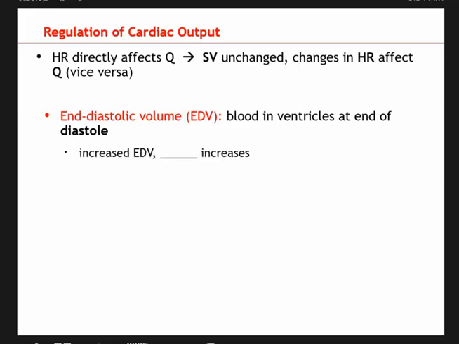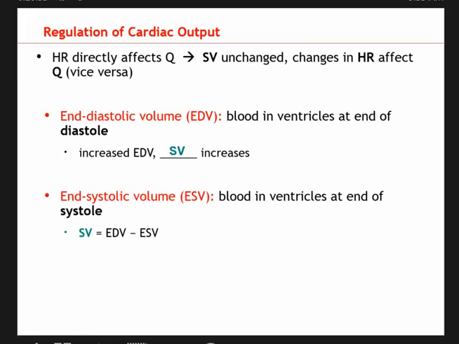If we have an increase in end diastolic volume, I want you to think about what else will also increase. If we have more blood filled into the ventricles, what else will change? Stroke volume. If we have more blood that filled in that resting phase, we're going to have more blood pumped out of the ventricles. So we're going to have a greater stroke volume, because stroke volume is the amount of blood pumped per beat.